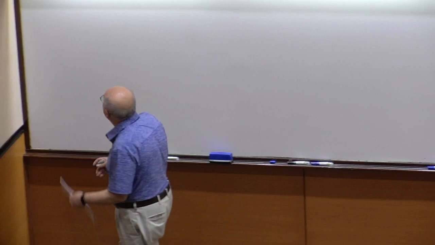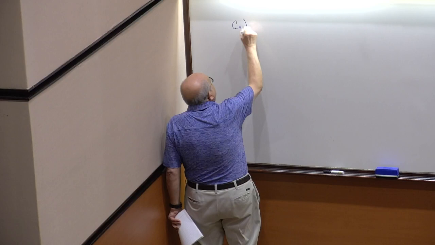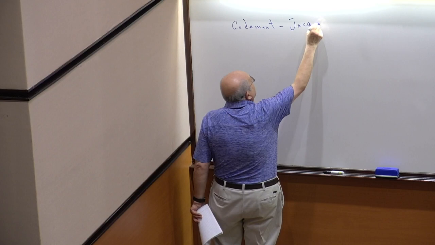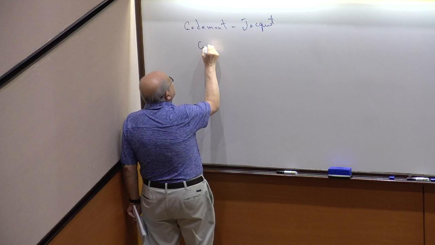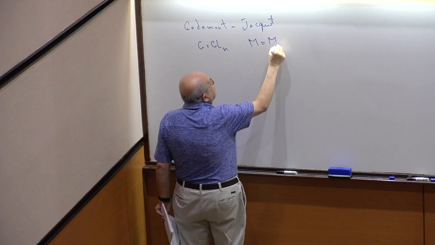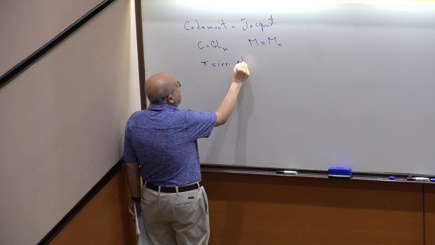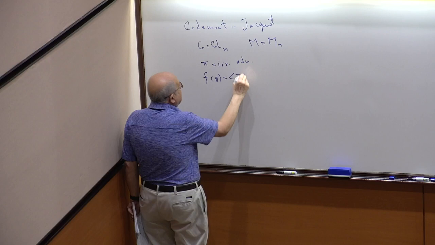Let me just remind you, since there has been no other talk this week at least, about Godement-Jacquet. That's the first time we had a general expression of the L function for the standard representation of GL_n, so G is GL_n. And then we have M_n. And then we have a representation pi, irreducible admissible. And then we take a matrix coefficient of this. And then s is a complex number.